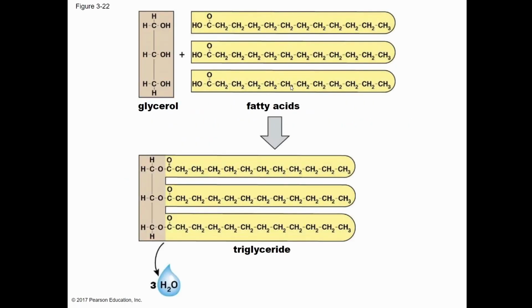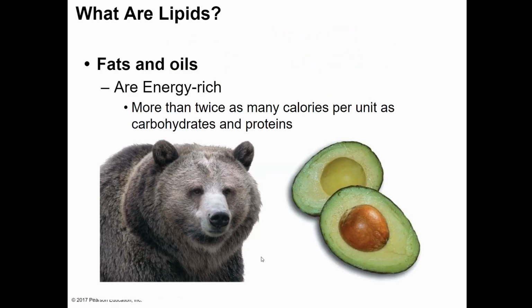So we see 3 yellow fatty acid tails. Here we have glycerol, the sugar alcohol. Via dehydration synthesis, they come together to create a triglyceride. Fats and oils are the most energy-rich of the types of lipids we're talking about. They have twice as many calories as a similar size or amount of carbohydrates and proteins.